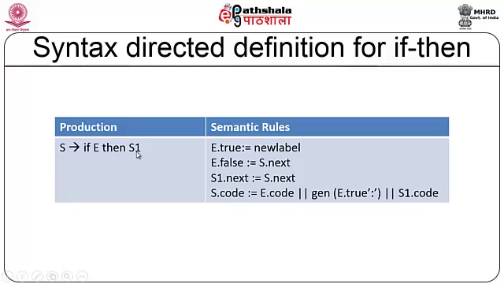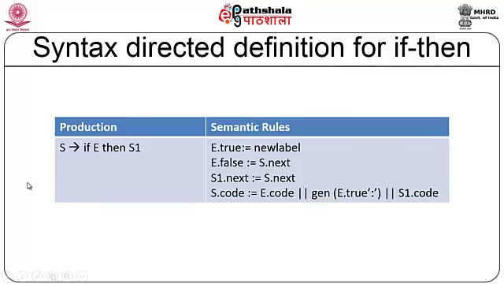Then the third one is, supposing it evaluates to true, you have to execute this statement S1, and following that you have to continue with whatever statement follows the if then construct. So, in a typical if then construct, how do we evaluate? You evaluate the expression. If it is true, you evaluate the body and come to the next statement. If it is false, you skip the body and come to the next statement.